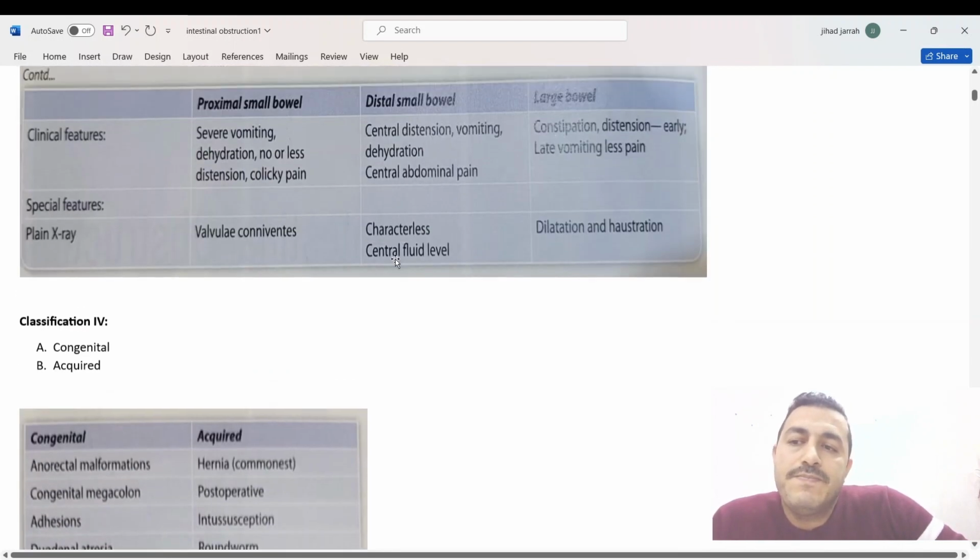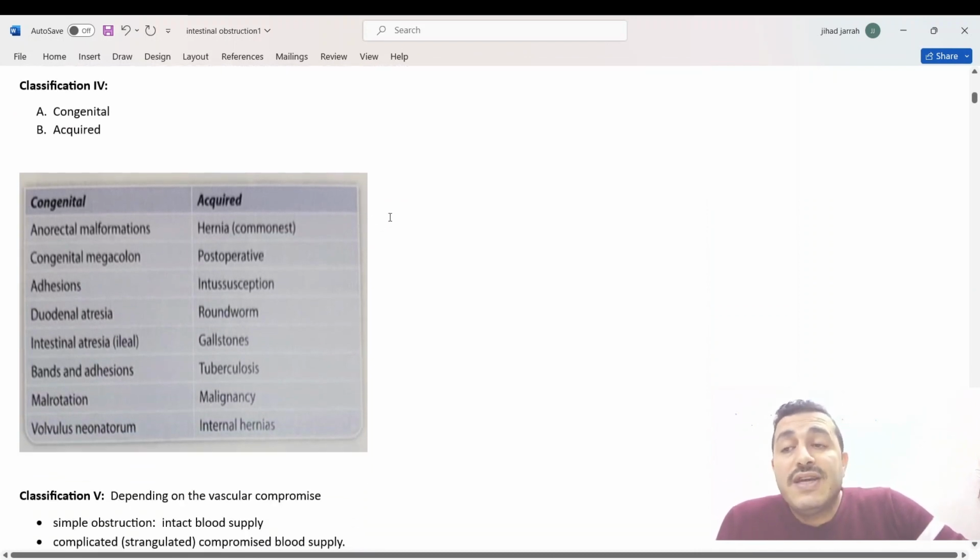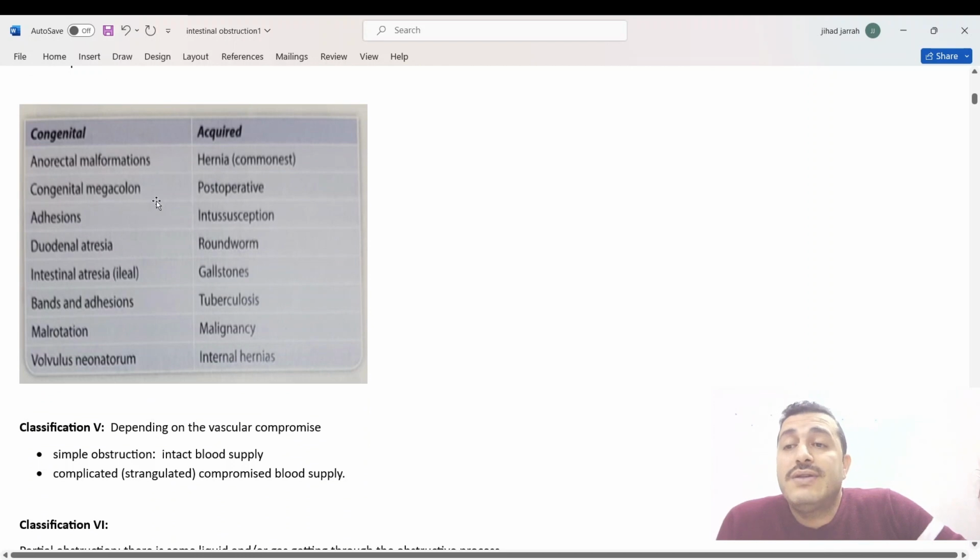So this is the classification depending on site. Another classification depends on whether it's congenital or acquired. You can see here different causes of congenital and acquired obstruction. Congenital causes, for example, are anorectal malformations in pediatric age groups, congenital megacolon (Hirschsprung disease), congenital bands, duodenal atresia, intestinal atresia, bands and adhesions, malrotation, and volvulus neonatorum.